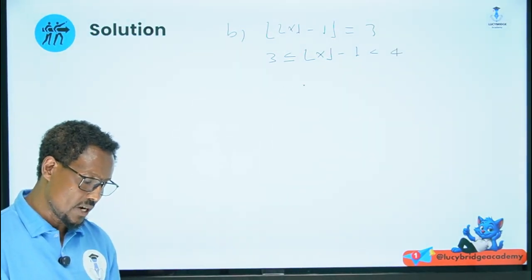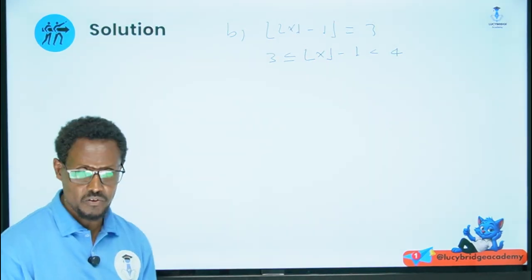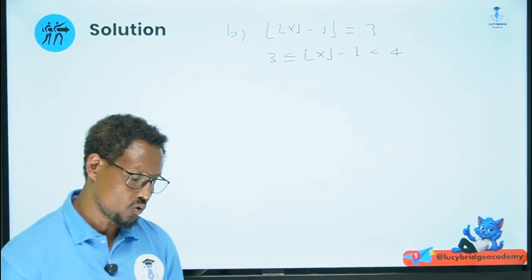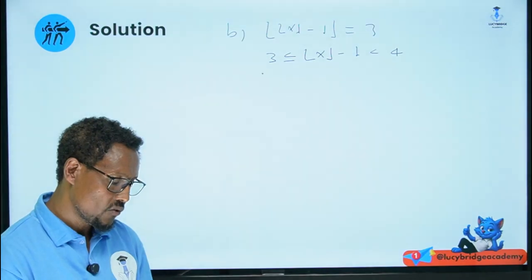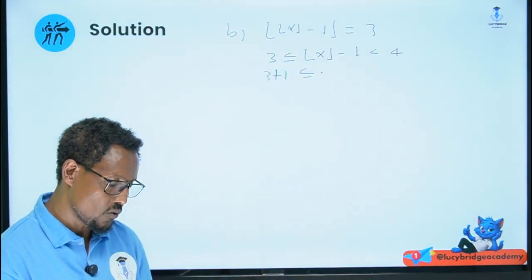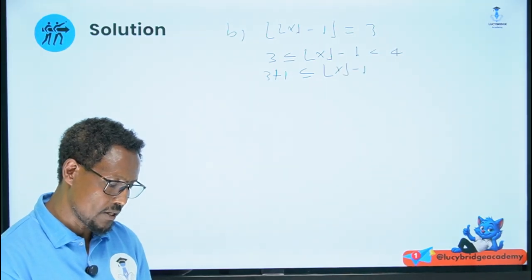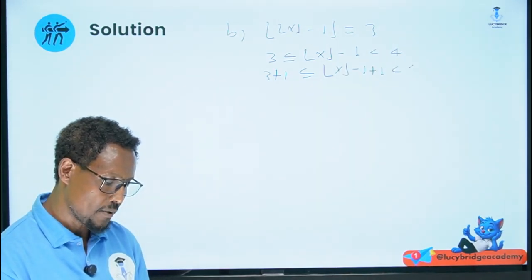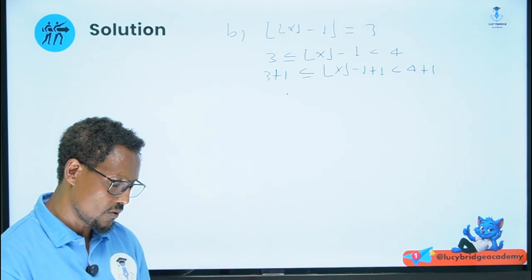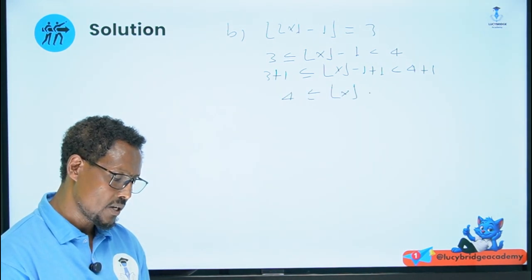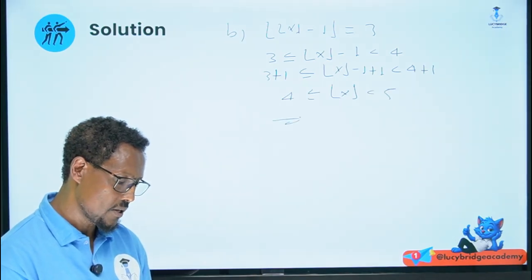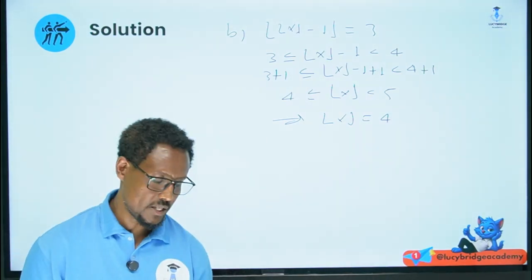Now add 1 to the three expressions. 3 plus 1 less than or equal to floor of x minus 1 plus 1 less than 4 plus 1. 3 plus 1 is 4, less than or equal to floor of x minus 1 plus 1, which is floor of x, less than 5. This means floor of x is equal to what? 4. Yes, the floor of x is equal to 4.